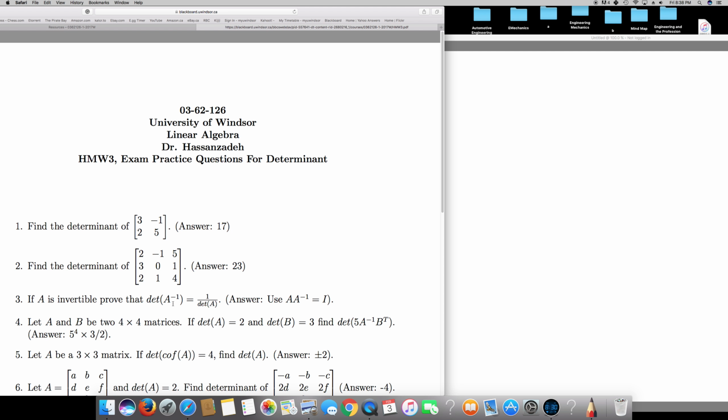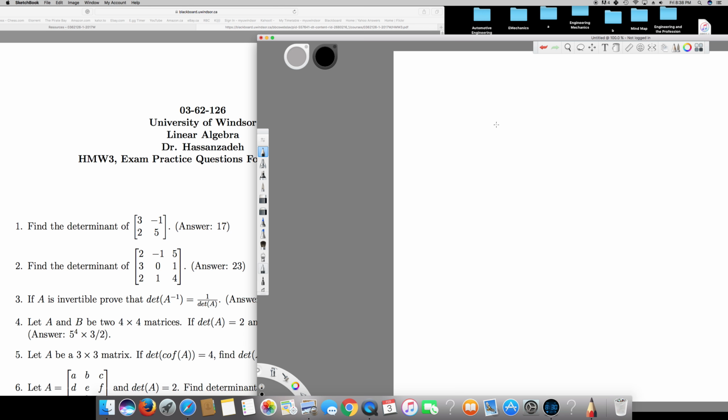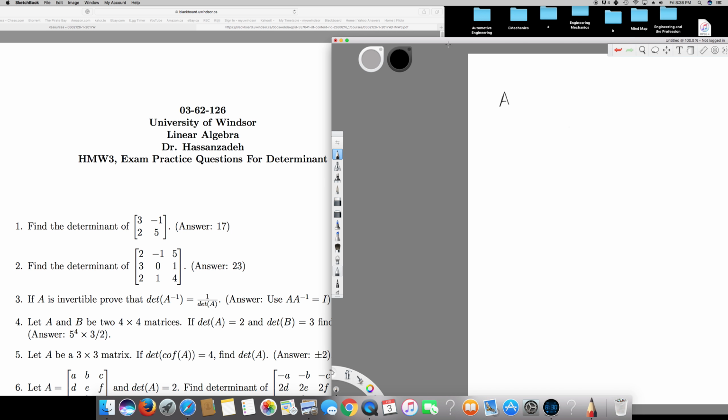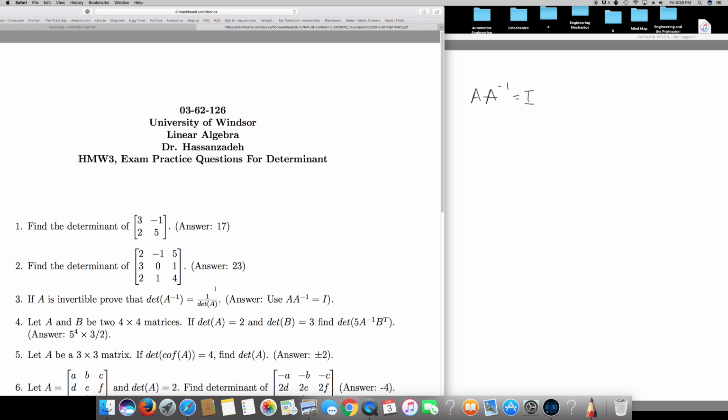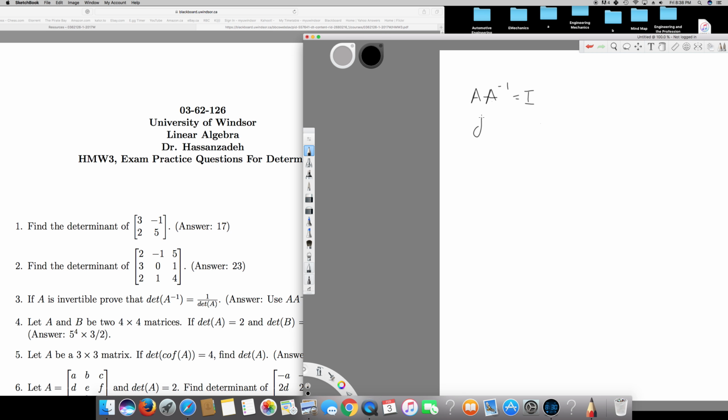If A is invertible, prove that determinant of A inverse is equal to 1 over determinant of A. So first we have to use this one: A times A inverse is equal to the identity. So we have to use this formula right here. If this is true, then determinant of A times A inverse should be the determinant of the identity.